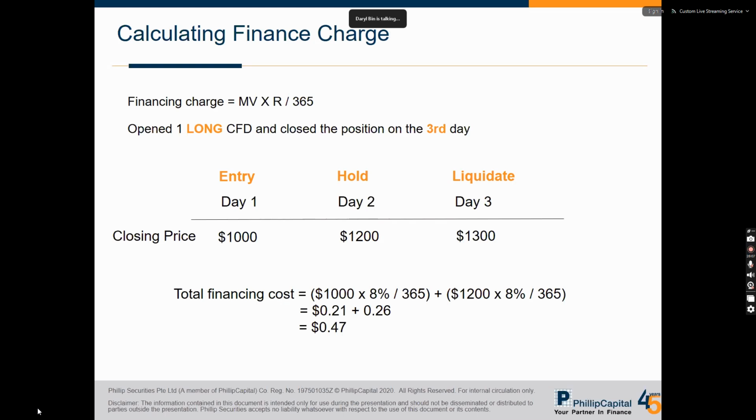So here's an example. Assuming we go long one CFD and close it on the third day. On day one, our position closed at $1,000. Day two closed at 1.2, and on day three we liquidate it. So you do not need to add the financing charge for day three as you did not hold past overnight. And this is the calculation of your total financing cost.